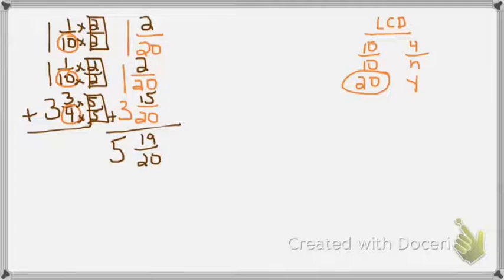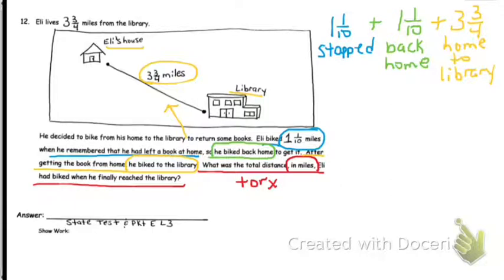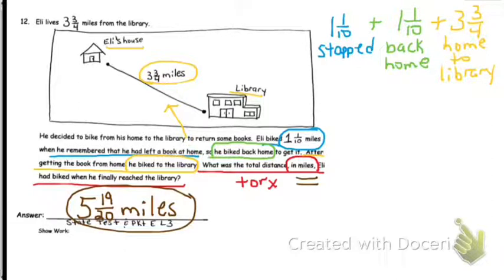Let's go back to my problem and put that in. The final answer we said is 5 and 19/20. Now this is a word problem, so it needs a unit. If I go back and look in the question, it asks for the total distance in miles. So my answer is going to be in miles. 5 and 19/20 miles is my final answer. That's the total distance that he biked when he finally reached the library.